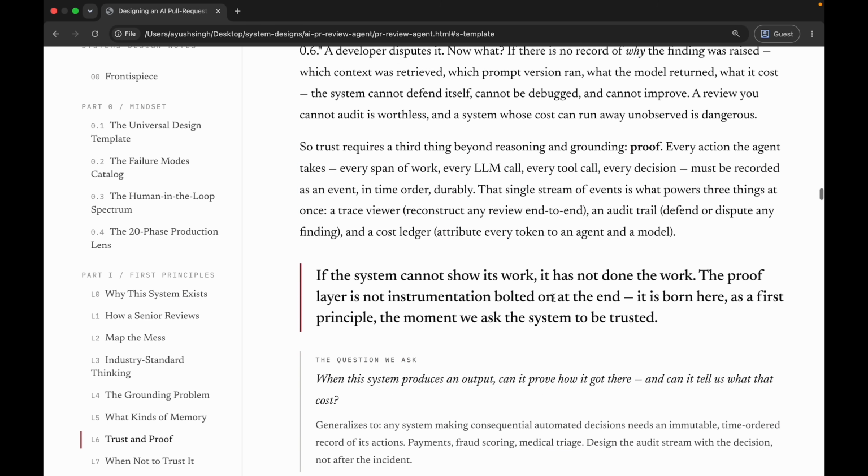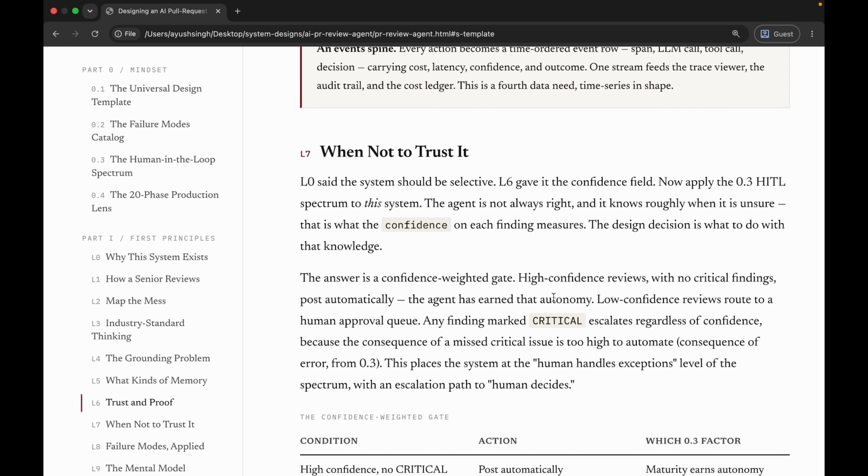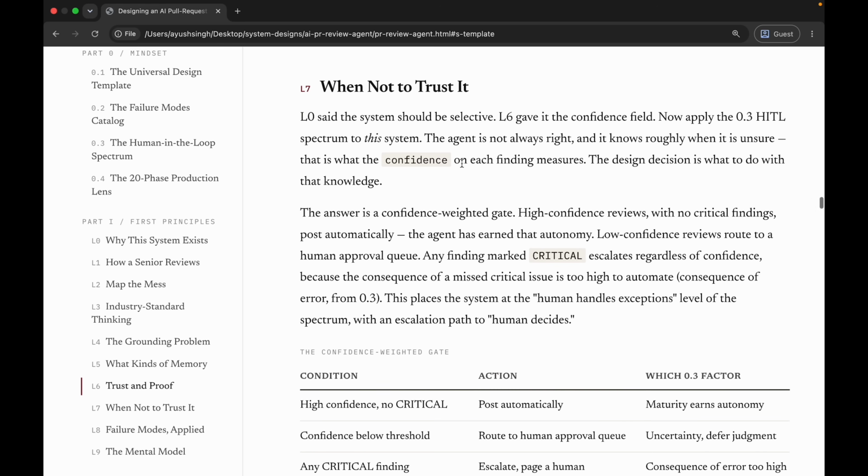Now, if we need to trust it, we will also always be figuring out when not to trust it. Because if you remember, our problem was that we want to make sure our agent does things right. When not to trust it: L0 said the system should be selective. L6 gave it the confidence field, which is how much confident it is. Now, we say anything beyond this confidence, we'll put to a particular human, escalate to a senior reviewer.